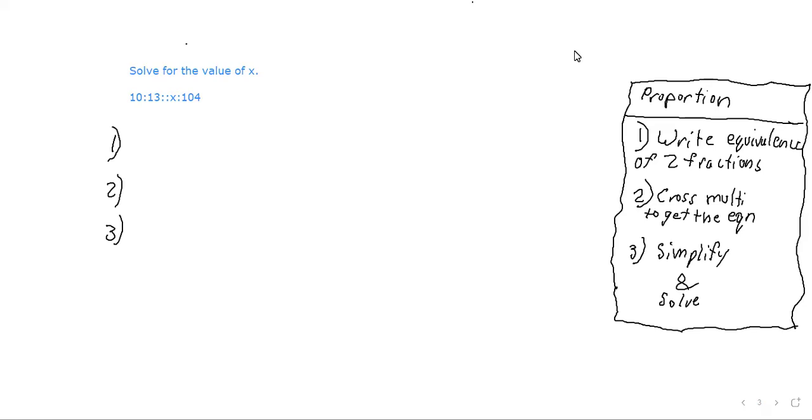We see here that we have a strange looking equation. It has all these dots in it. Well, when you see these dots, this is known as a proportion type question. Whenever you see this dot format here, it is a proportion question. So we're going to put that on the top. Proportion.